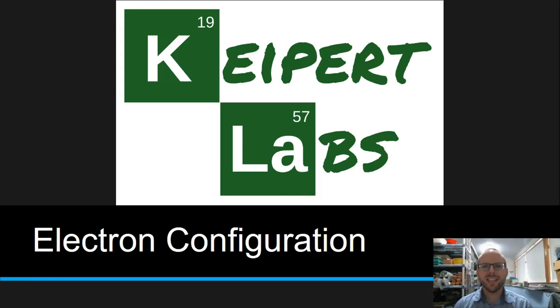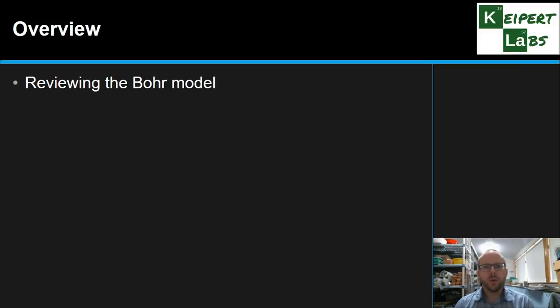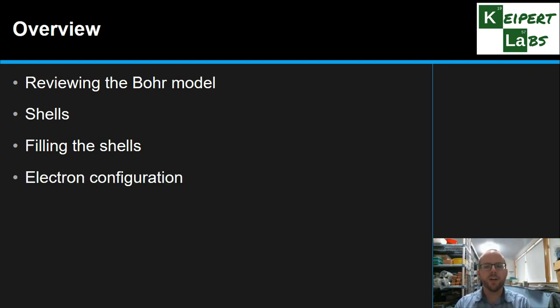In today's video we're going to be discussing the concept of electron configuration, thinking about the structure of atoms and digging a little further into how they are put together. So the first thing that we're going to do, as ever, in our overview, is review the Bohr model and think about the features of this model of the atom that we're working with at the moment. We're going to introduce, or revisit, the concept of shells, look at how electrons fill up the shells in an atom, and then look at electron configuration as a shorthand way of representing where those electrons are.